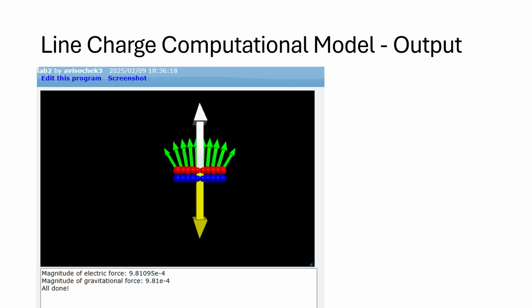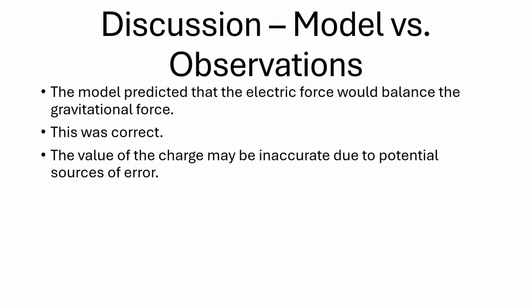Note that the magnitude of the electric force is roughly equal to the magnitude of the gravitational force. The reason for this is that the charge was modified by trial and error in order to get these two values to be roughly equal. In summary, the model predicted that the electric force would balance out the gravitational force, which is what we saw.